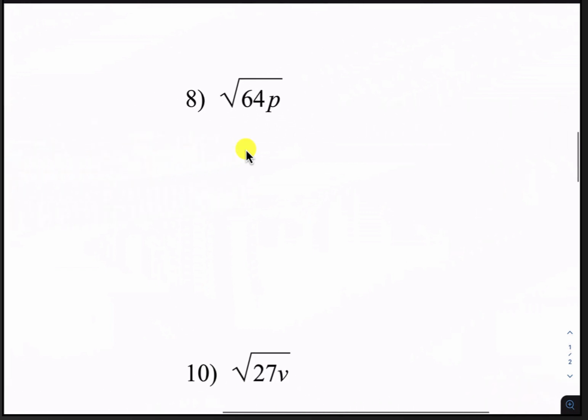Number 8. Square root of 64p. Well, 64 happens to be a perfect square. The square root of 64 is 8, because 8 times 8 is 64. So 8 comes out, but the p is going to stay in. So our answer is 8 square root of p.